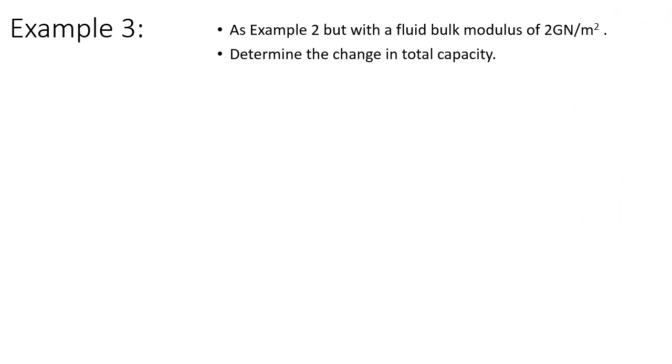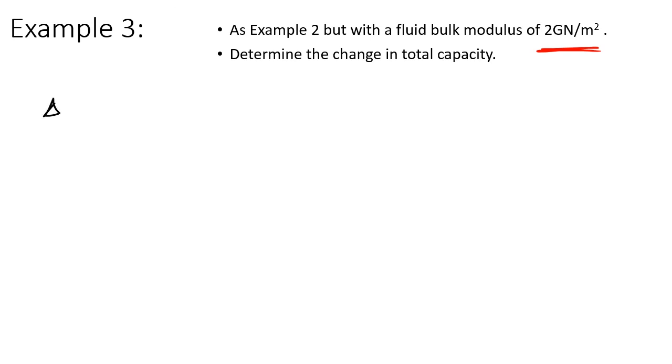Let's look at a final example then. It's the same as the one that we've just done, so the cylinder and the volumetric change of that will be the same. But in this case, we're considering the bulk modulus of the fluid, which is 2 giganewtons per meter squared. So we've already done the change in volume of the cylinder. Let's look at the change in volume of the fluid then.